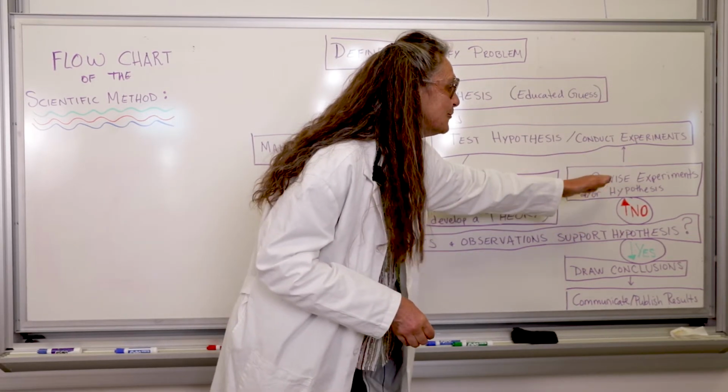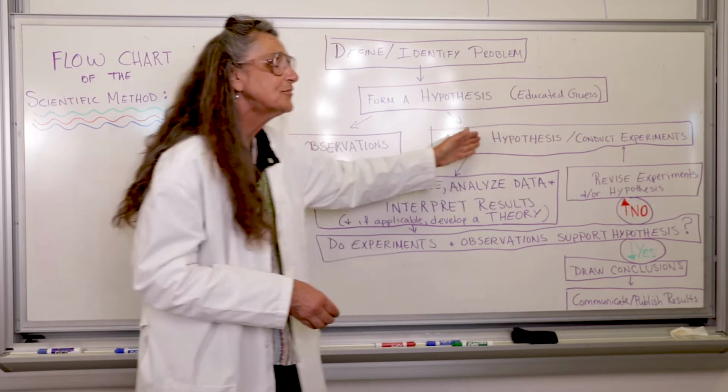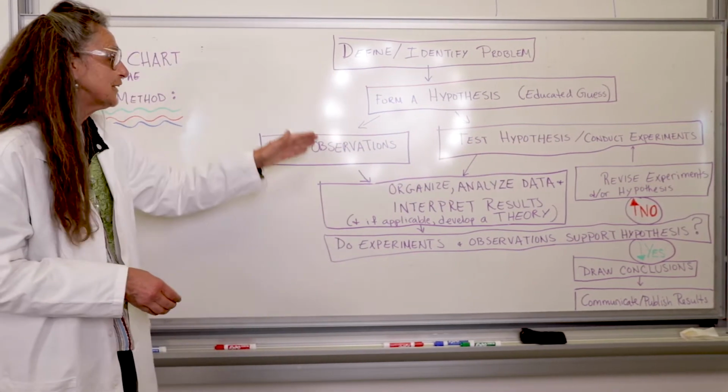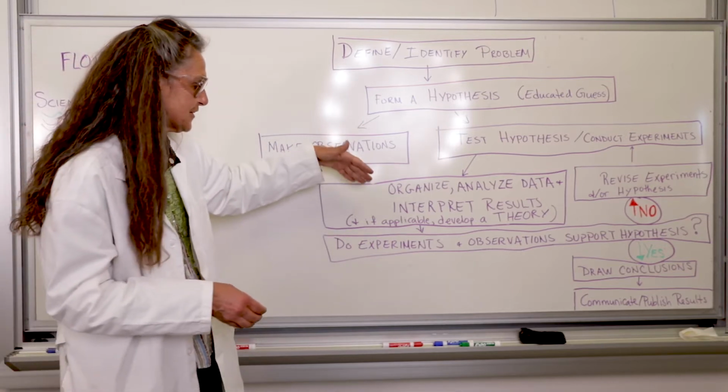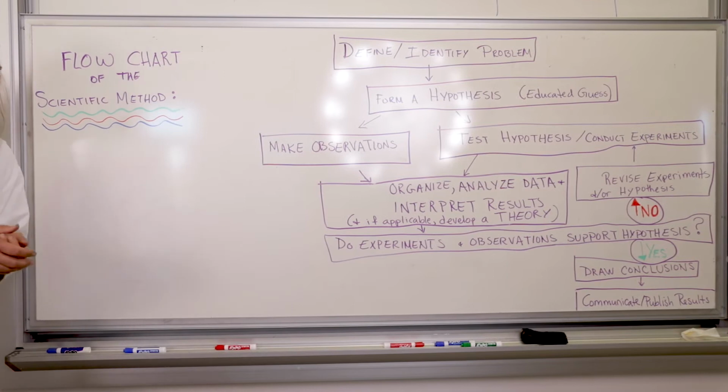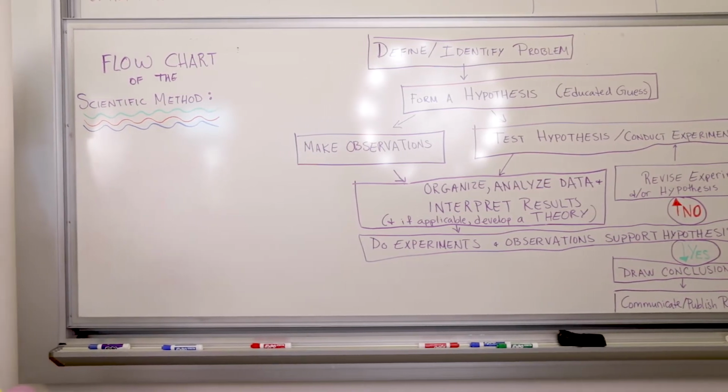So we make these observations, we organize the data, we interpret the results, and then if the results and the observations support the hypothesis, then we draw conclusions and we publish the results. If they don't, then either we have to revise the experiments or we have to revise the hypothesis, and then we do the whole thing again. We make the observations and organize the data until the experimental data aligns with the observations and our hypothesis.